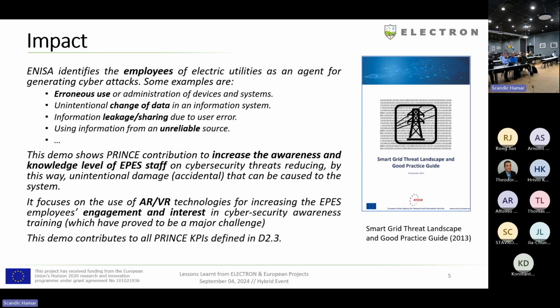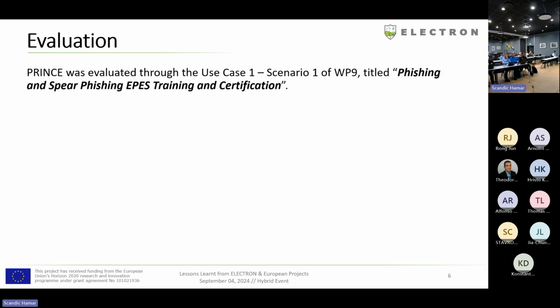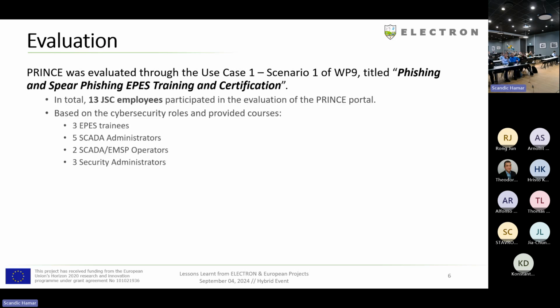Also, this demonstration contributes to all the KPIs related to Prince that are also provided in deliverable 2.3 of the ELECTRON project. Regarding the evaluation, part of the evaluation process was completed through use case 1, scenario 1 of work package 9, titled Phishing and Spear Phishing EPES Training and Certification. A total of 13 employees of our partner JSC participated in the evaluation process, and they were separated based on their roles in the different courses. Specifically, we had 3 EPES trainees, 5 SCADA administrators, 2 SCADA MSP operators, and 3 security administrators.